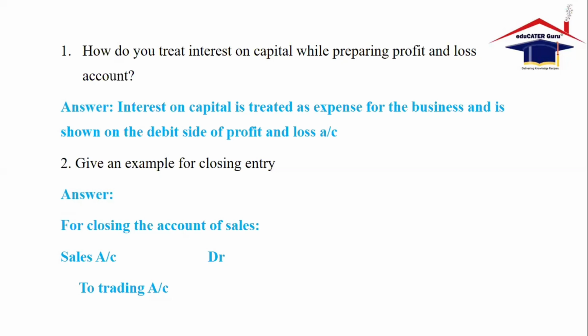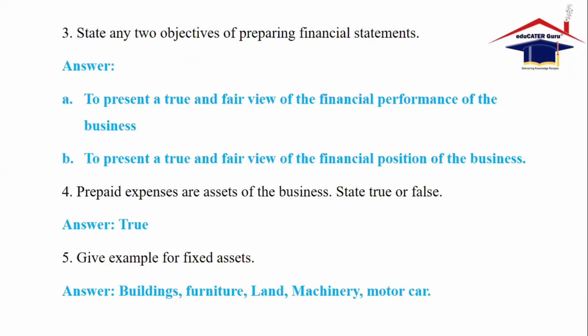Next, give an example for closing entry. For closing the account of sales, I've given example of the sales account here. Whatever the balance shows under the sales account, that is transferred to trading account. So sales account debit to trading account. Under trading account, it is shown on the credit side saying by sales account and with whatever X amount. Next, state any two objectives of preparing financial statements. Answer: to present a true and fair view of the financial performance of the business, to present a true and fair view of the financial position of the business.